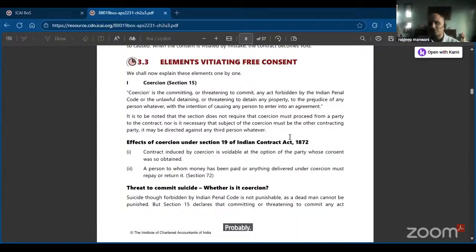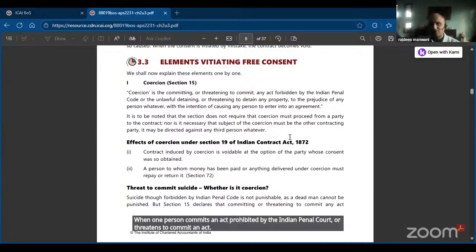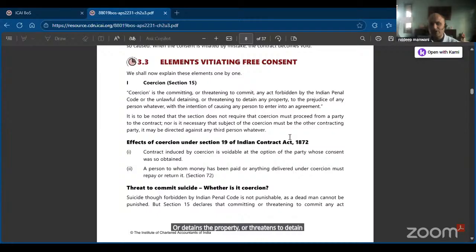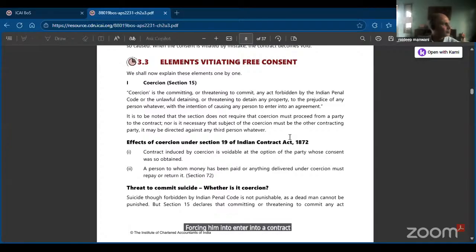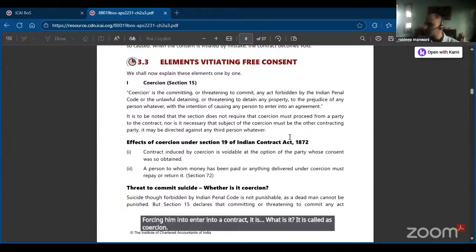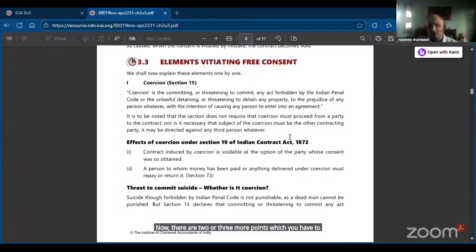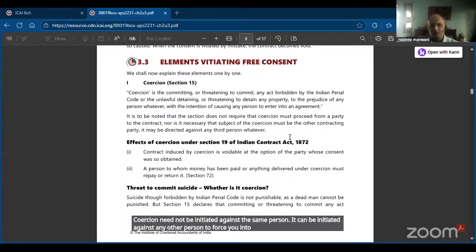Now I want to tell you a few more things. These three you understood, right? When one person commits an act prohibited by the Indian Penal Code or threatens to commit an act, or detains the property or threatens to detain the property with a view of forcing the other party to enter into a contract, it is called coercion. Now there are two or three more points which you have to remember here. Coercion need not be initiated against the same person. It can be initiated against any other person to force you into entering into a contract.